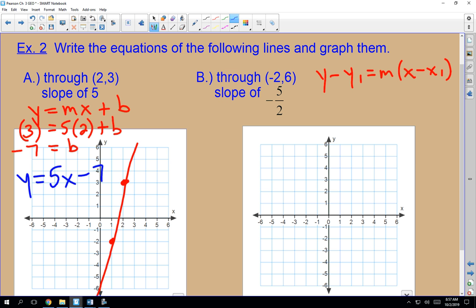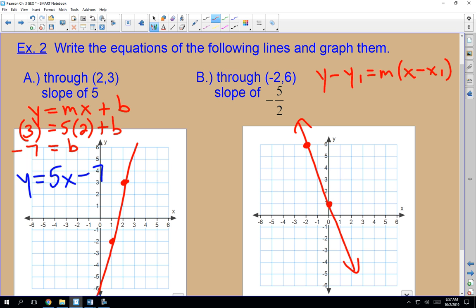Okay, the other way to do this, let's go ahead and graph this thing. We've got a point at -2, 6, so there's -2, 6. A slope of -5/2, so that means I go down 1, 2, 3, 4, 5, and right 2. So I'm a little more accurate on this one. I know what my y-intercept should be. It should be 1.